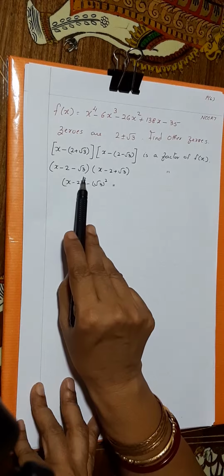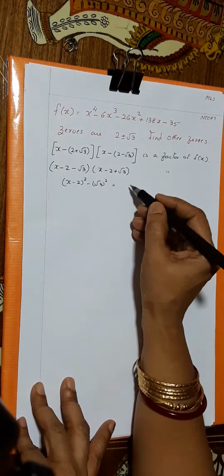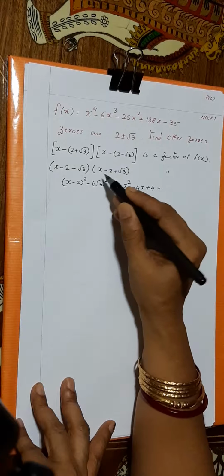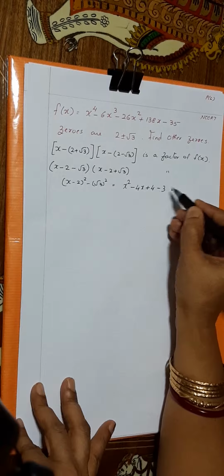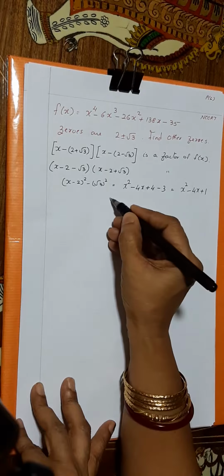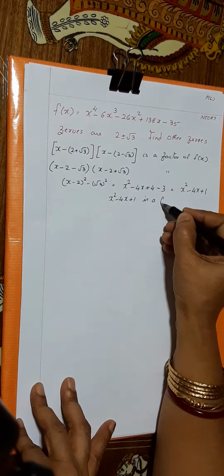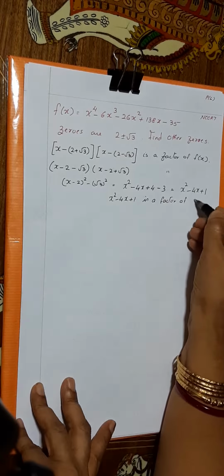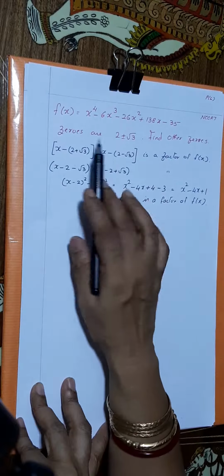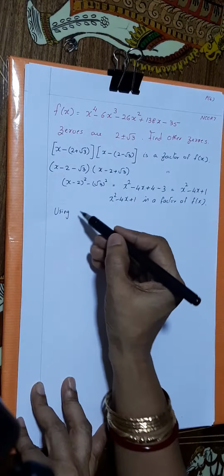So x minus 2 the whole squared minus root 3 whole squared. So now simplifying this, you will get x squared minus 4x plus 4 minus root 3 whole squared, which is 3. So this is equal to x squared minus 4x plus 1. So x squared minus 4x plus 1 is a factor of f(x). Now if this is a factor, you can divide using the long division method. You can find the quotient, that also will be a factor.